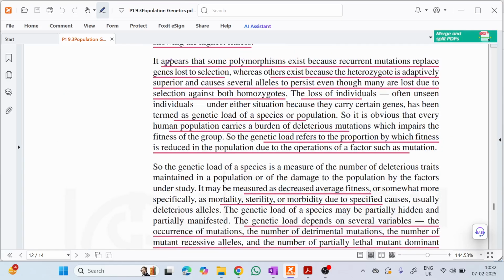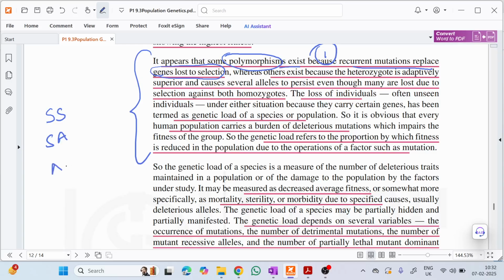So again, back to the paragraph. Some polymorphism, which means some mutation, some diversity, exists first because recurrent mutations replace genes lost to selection. In the same way, in this case, this one will be lost. This individual and this trait will be lost from the system.